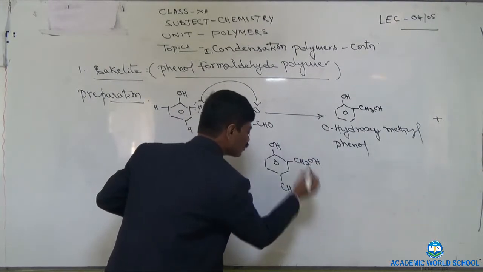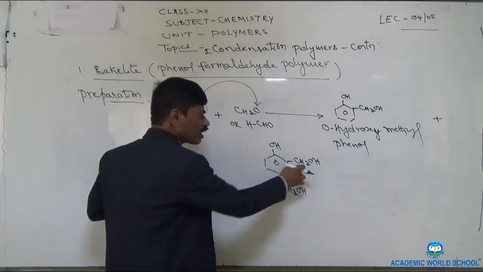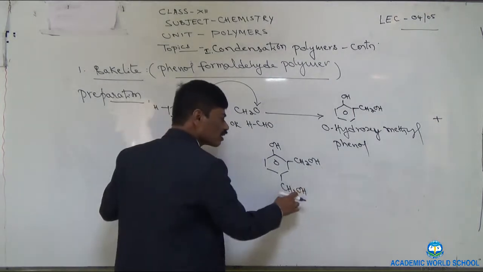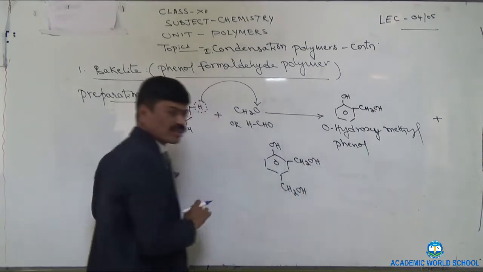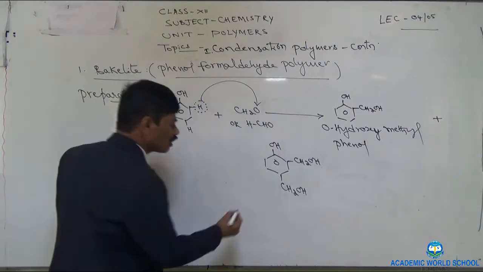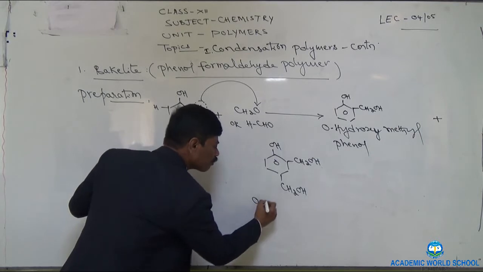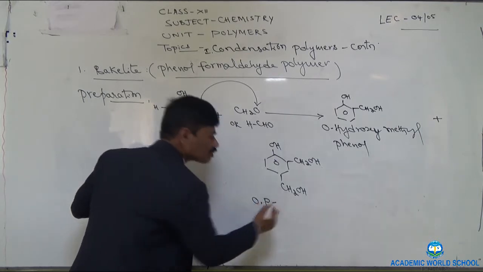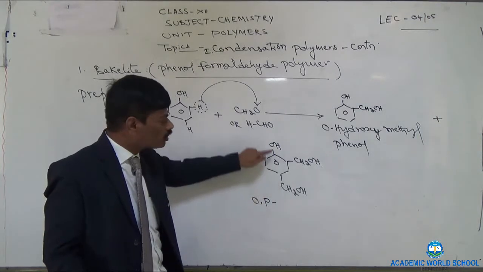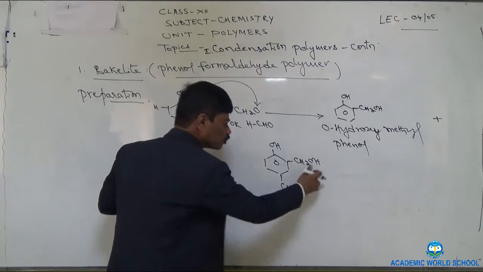And name of this compound, let us see. Here, both the CH2OH groups are lying at ortho and para positions. Means OH groups and CH2O groups are also there at ortho and para positions. So its name is ortho para. Para means opposite corners, means CH2OH is like exactly opposite to OH group. That is why para. Ortho, para, dihydroxy. Two OH groups are there.